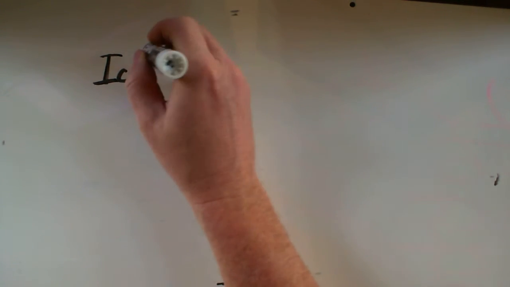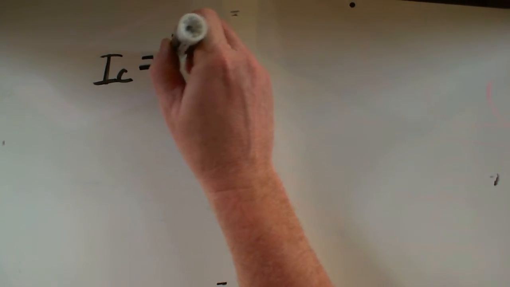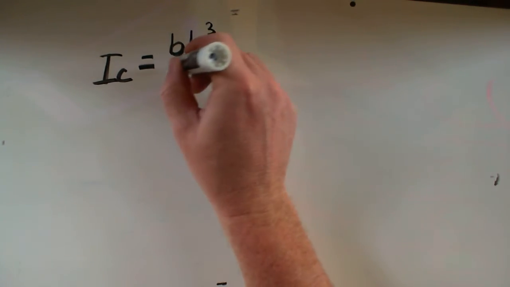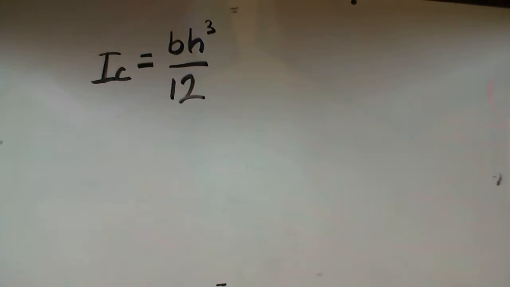You will need to understand that I sub c is the moment of inertia with respect to a specific axis of just the shape, without regard to the shape's distance from the referenced axis. So the I sub c is what we talked about yesterday. It is the moment of inertia for just the shape, and I sub c equals the base times the height cubed divided by 12.